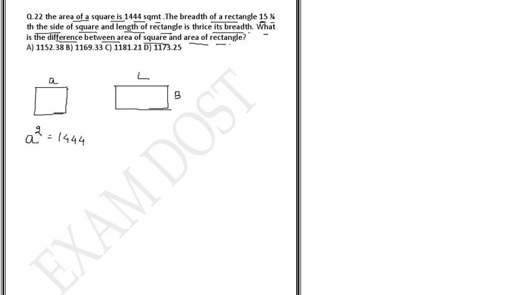The breadth of the rectangle is 1/4 the side of the square. So B, the breadth of the rectangle, is 1/4 of A. That satisfies the condition. Side of the square is A, breadth is 1/4 of A, and length is thrice its breadth, so L is equal to 3B.